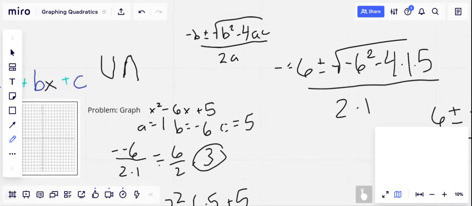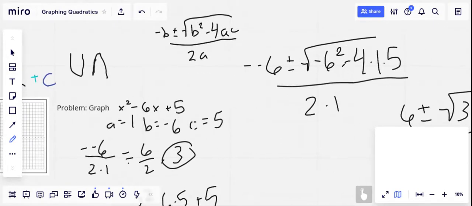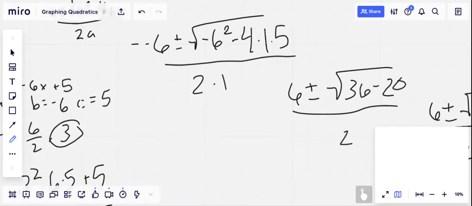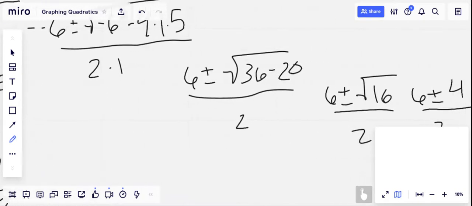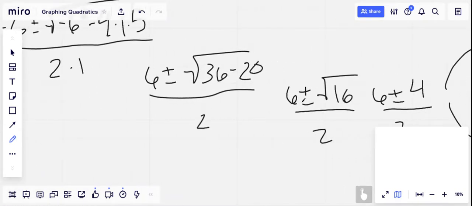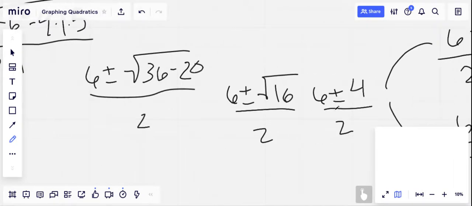We would get minus negative 6 plus or minus the square root of negative 6 squared minus 4 times 1 times 5, over 2 times 1, which could simplify to 6 plus or minus the square root of 36 minus 20, over 2. We could simplify this to 6 plus or minus the square root of 16 over 2, and then to 6 plus or minus 4 over 2.